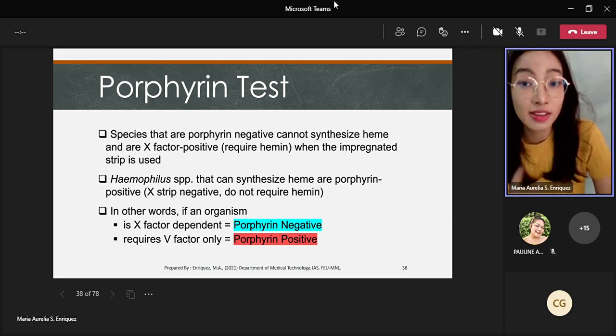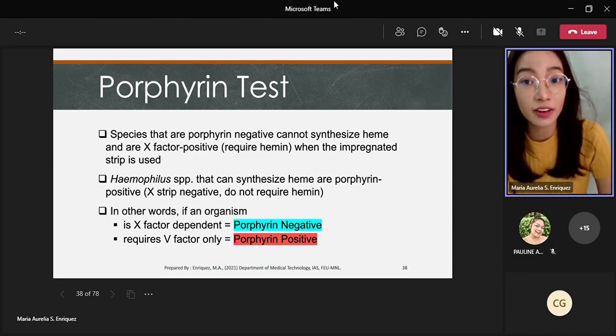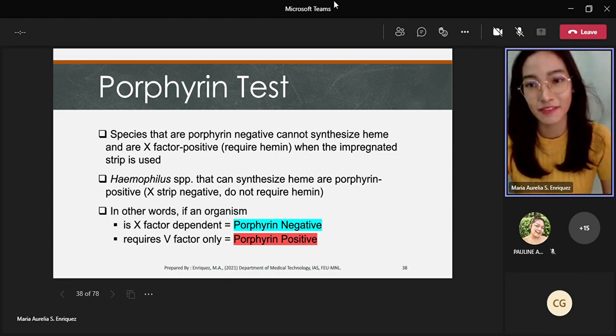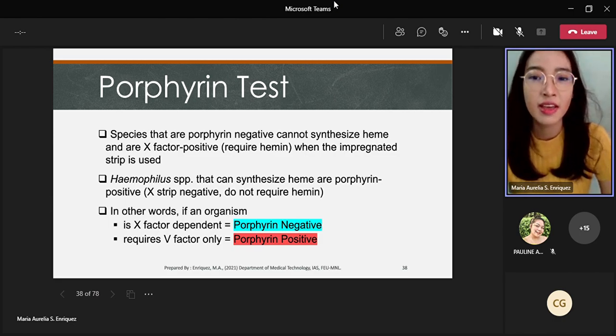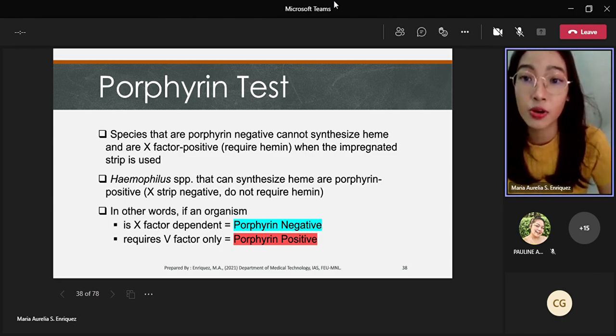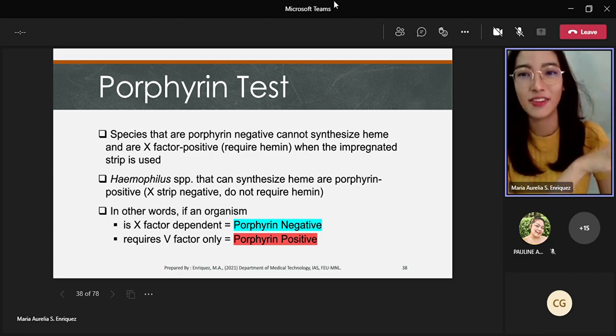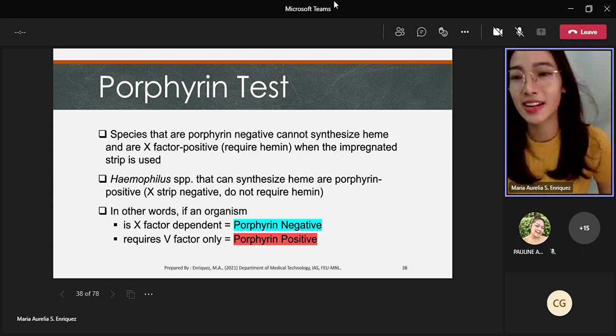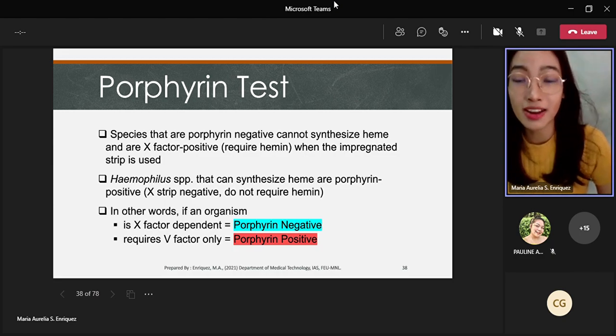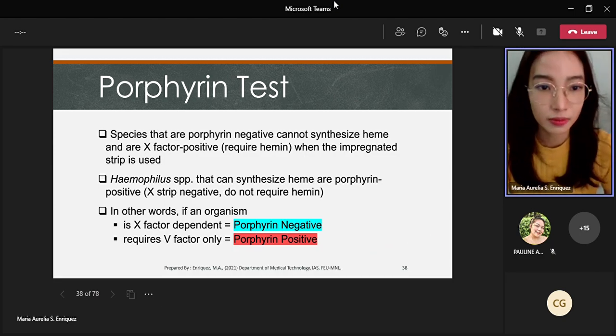All right, so in summary, again, if the organism is X factor dependent, it will be porphyrin test negative kasi kailangan pa niya ng porphyrin. But if the bacterial isolate requires only the V factor, then it will be porphyrin positive kasi kaya niyang mag-produce ng sarili niyang components for the X factor.